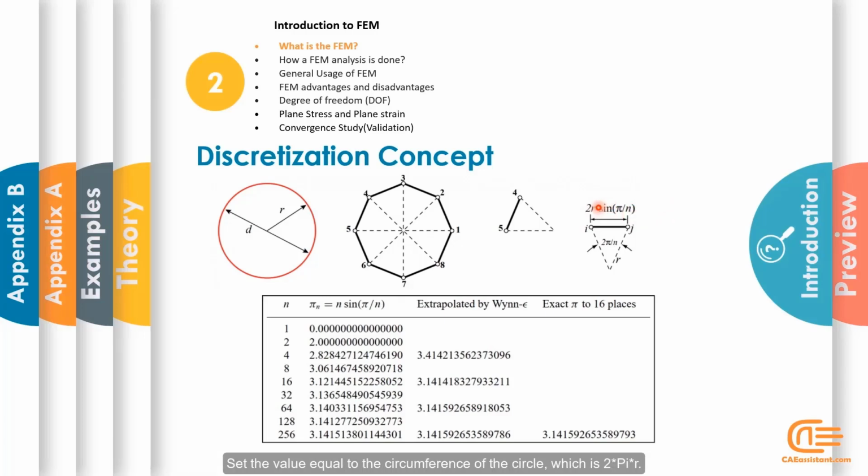Set the value equal to the circumference of the circle, which is 2 multiplied by P multiplied by r. After simplifying the equation, the P number becomes equal to the value shown here. By placing n with different numbers in the equation, the P number becomes equal to the value shown here. We conclude that after the number 128, the value of P reaches approximately a constant value of 3.14.